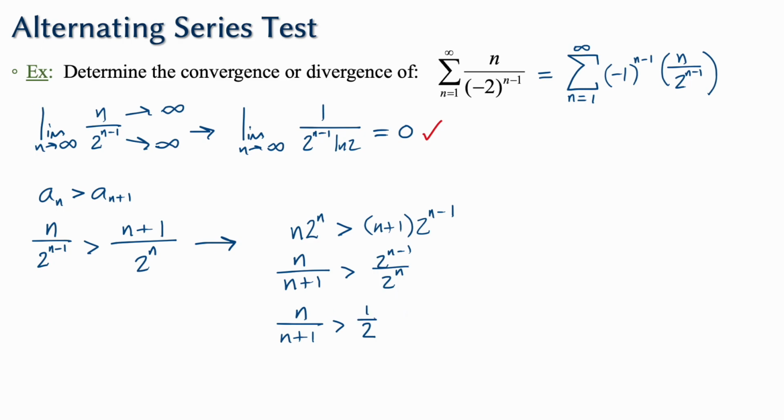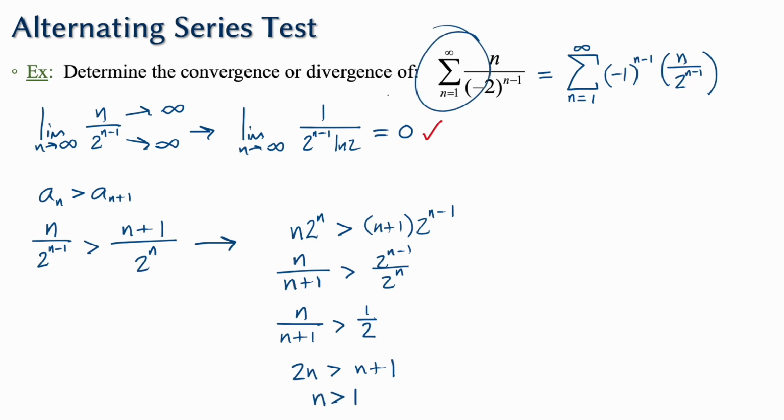Now, my last step is to investigate, since I've cleaned this up a little bit, what value of n, again, is going to hold this relationship. So I'm going to cross multiply again and get 2n is greater than 1 times n plus 1. Now, solving for n tells me that n must be greater than 1.